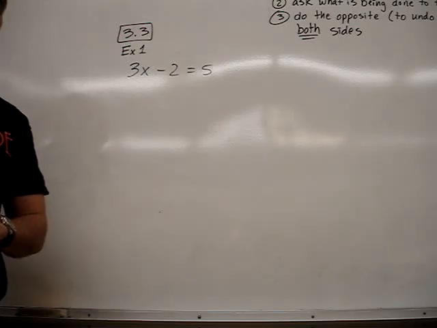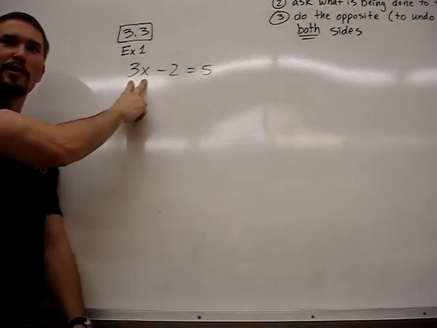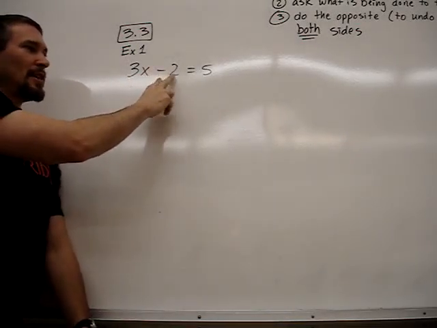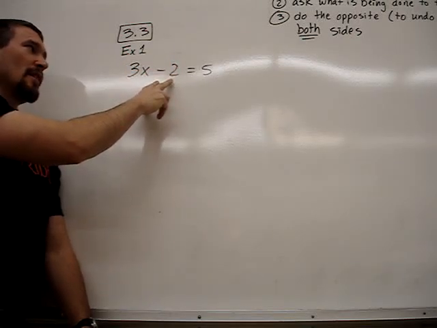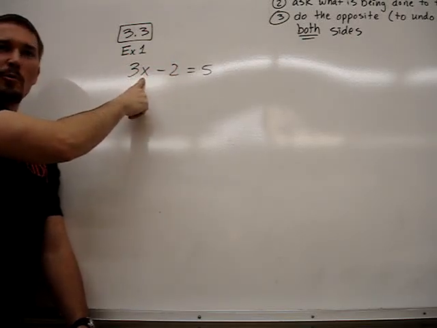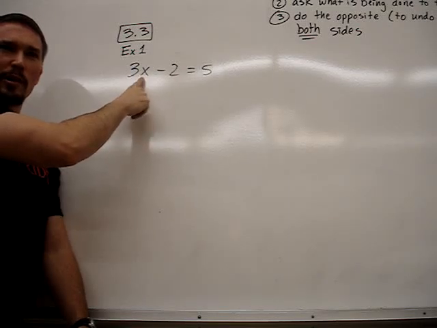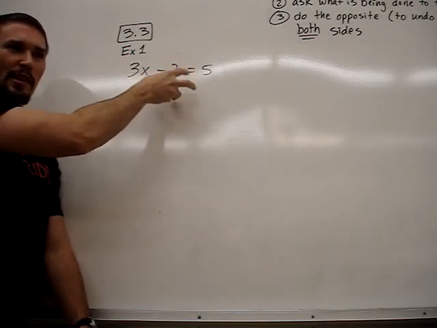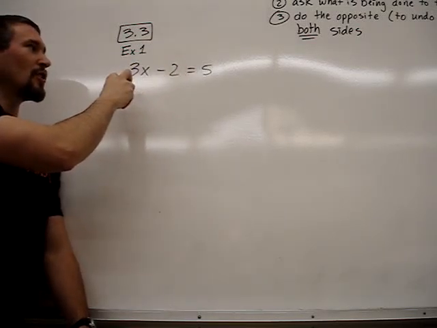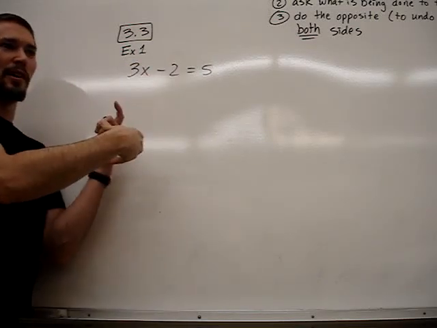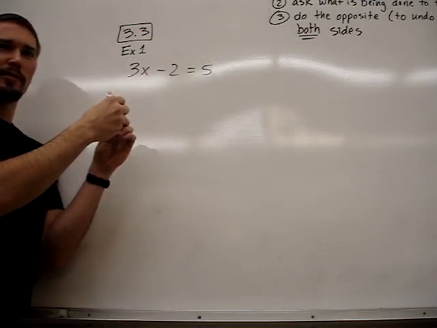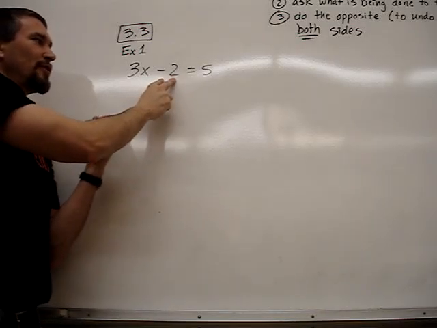Think about the order of operations. We know we have to do multiplication first, and then addition, which in this case is subtraction. But that's when we know what x is. Since we don't know what x is, we can't multiply these first and then subtract 2 from it. So we actually have to undo it in the opposite progression. We're going to get rid of this first.